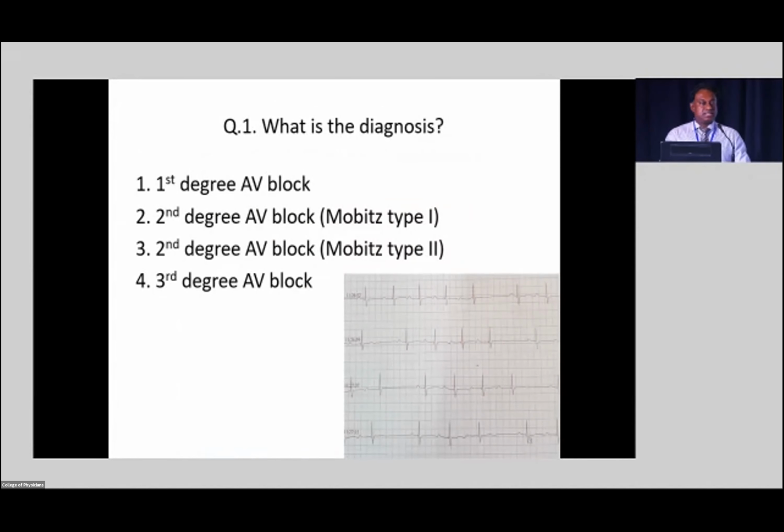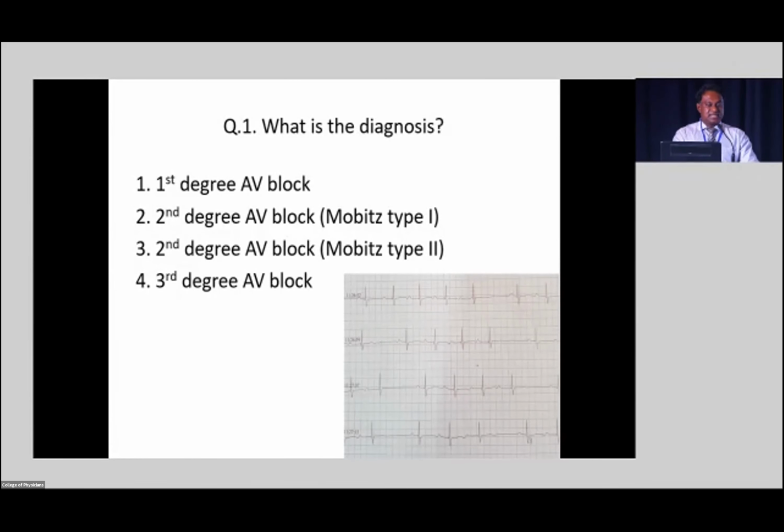So we have given the MCQ. Is it a first degree heart block? Is it a second degree heart block, Mobitz type 1? Or is it a Mobitz type 2? Or is it a third degree heart block? So I think we'll be voting now. You'll be given a few seconds to vote. Is the time up? Oh yeah, the results have appeared.